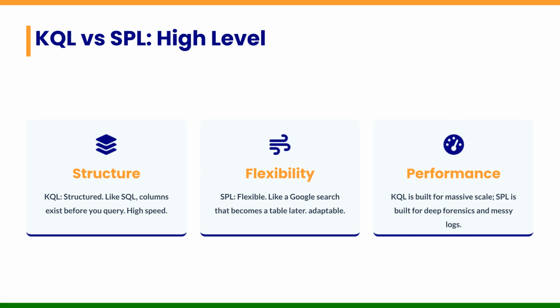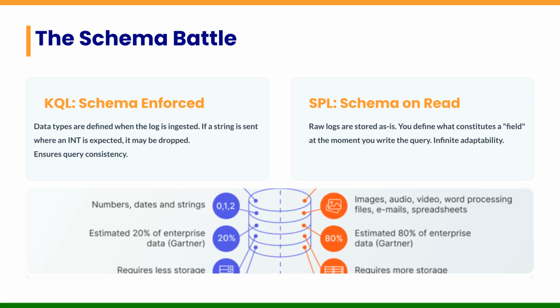At a high level, KQL is structured like SQL, offering high speed. SPL is flexible, like a Google search that becomes a table later. KQL is built for massive scale, while SPL is built for deep forensics and messy logs. The schema battle highlights key differences. KQL has an enforced schema, requiring data types to be defined upon ingestion, which ensures consistency. SPL uses schema on read, storing raw logs as is, and defining fields during the query, offering infinite adaptability.